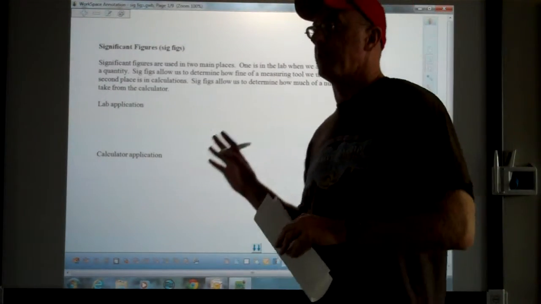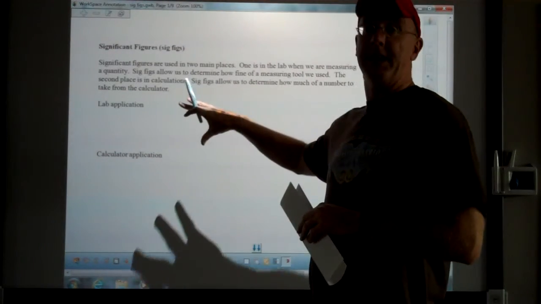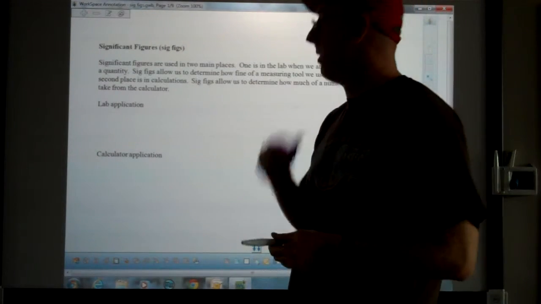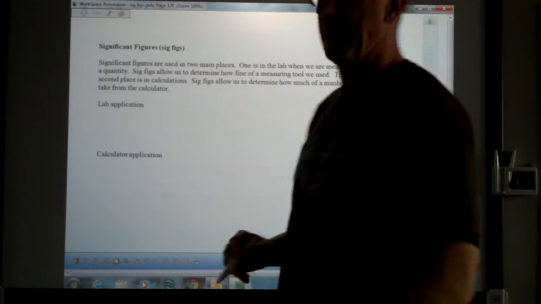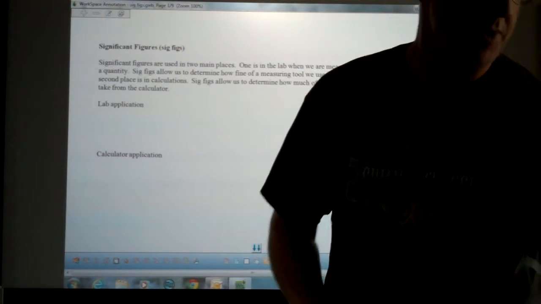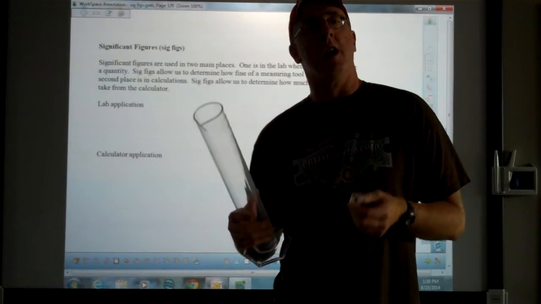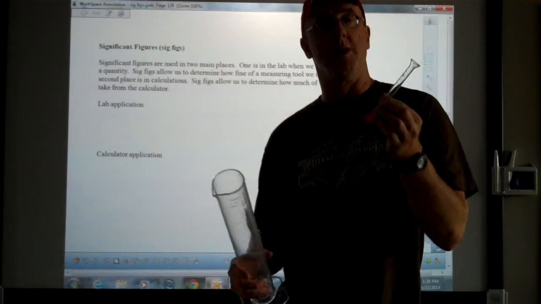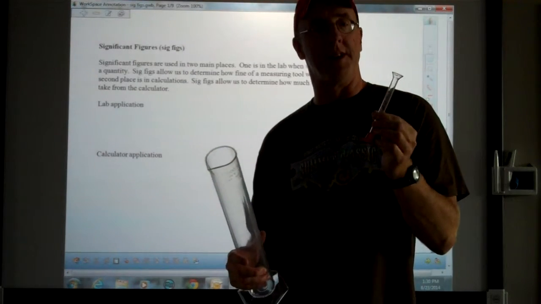So we did a lot of significant figure stuff last year, so we should be able to zip through this. But if you recall, the two main places are lab applications, gathering data from pieces of equipment, and then the calculator application. If we have a large graduated cylinder and a smaller one, we're going to be much more confident in a number pulled from the smaller one. If we're doing something really important, you want to make sure you have a reasonable amount of significant digits.